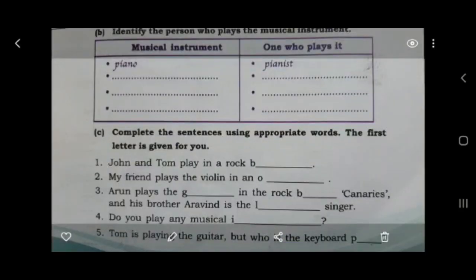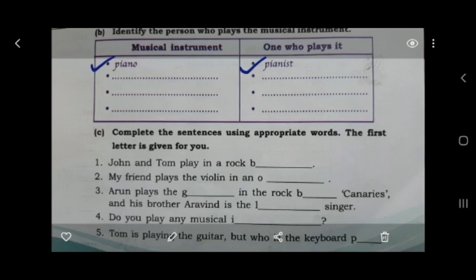Another activity is there on page number 59 in your textbook. I have already told you about some musical instruments and I have also shown them in a picture. Right? Now listen. Identify the person who plays the musical instruments. There are two columns. The first column, the musical instruments, and the second column, one who plays it. Now look at the first musical instrument, piano. Now, what do you call the person who plays the piano? Piano vaikina aalukku endha ningal parayunnathu? Yes, you can call it pianist.